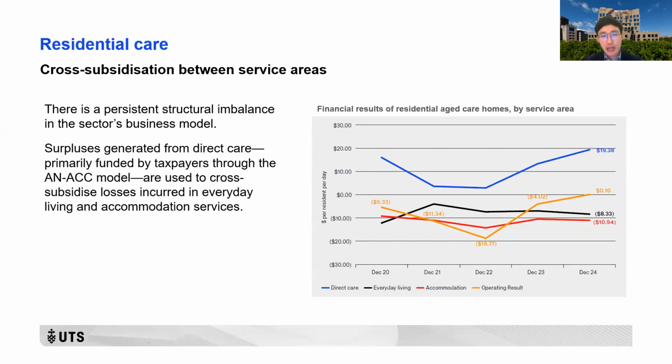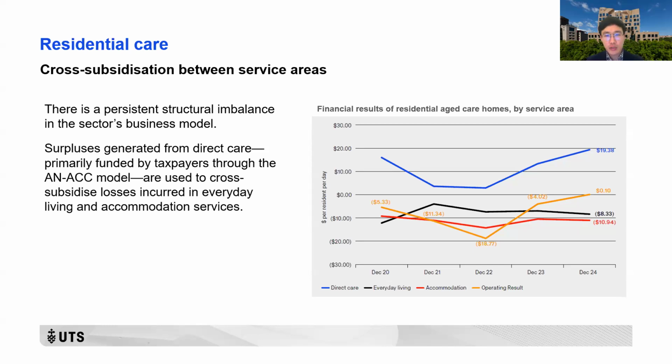It is worth highlighting that the surpluses generated from direct care, primarily funded by the taxpayers through the ANAC model, are used to cross-subsidize the losses in everyday living and accommodation services. This increase in direct care services could be explained by the increase in the funding to cover the rising costs associated with the improved wages for aged care workers and to enable all homes to achieve the highest staffing levels, whereas the everyday living and accommodation services continue to show deficits over the last 5 years. So there is a structural imbalance in the sector's business model, and this may suggest the current funding and payment settings for non-care components are insufficient to cover the full cost of delivering these services.